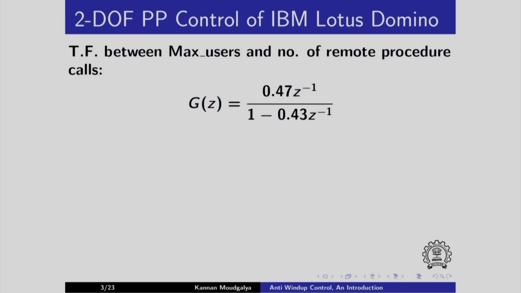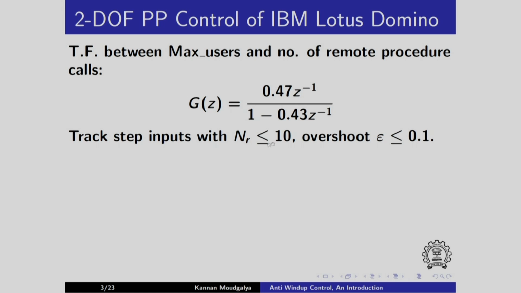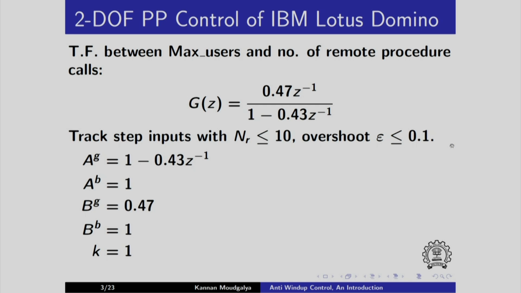Here is the transfer function of the IBM Lotus Domino server problem. This is the transfer function between max users and number of remote procedure calls. We want to track steps with a rise time of 10 samples and overshoot of less than 10%.